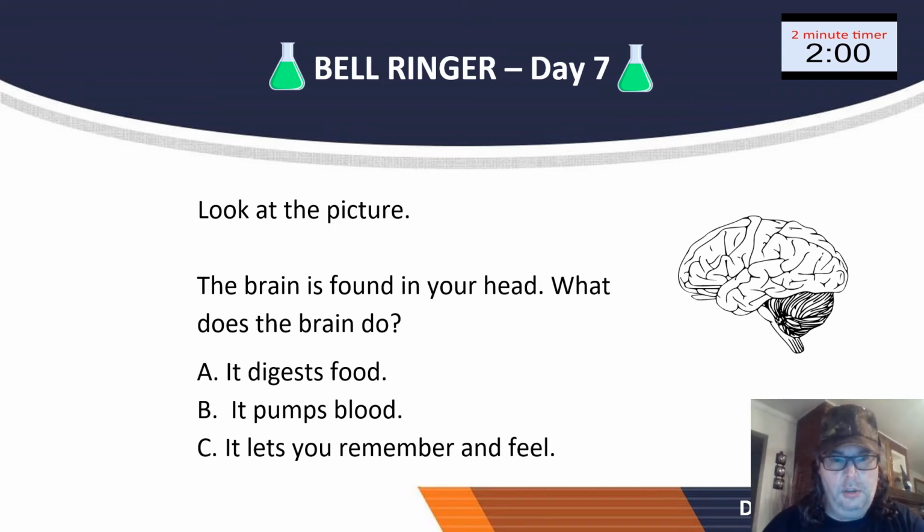Look at the picture. The brain is found in your head. What does your brain do? Digests food, pumps blood, or lets you remember and feel. It lets you remember. You don't remember through digesting food. You remember through your brain. It helps you remember and feel, have feelings. Oh, that hurt. That's your brain reacting.